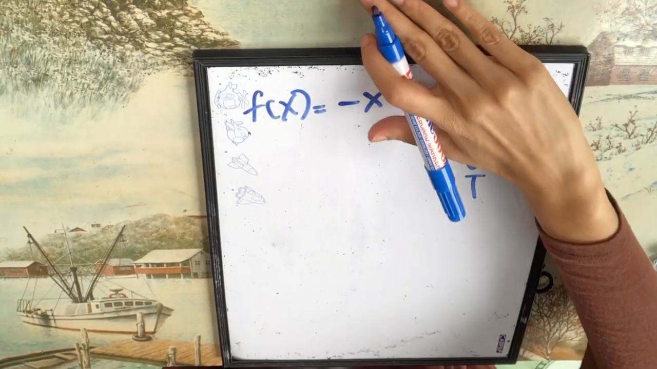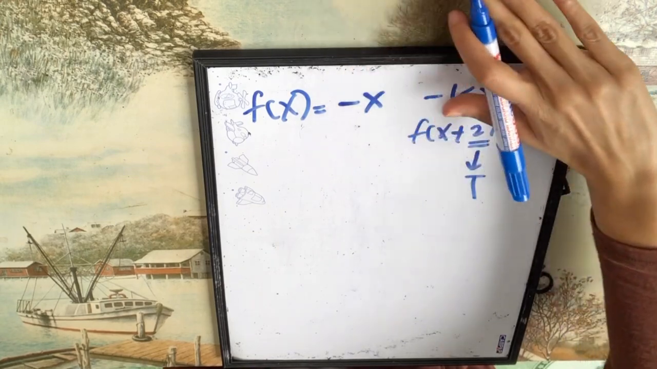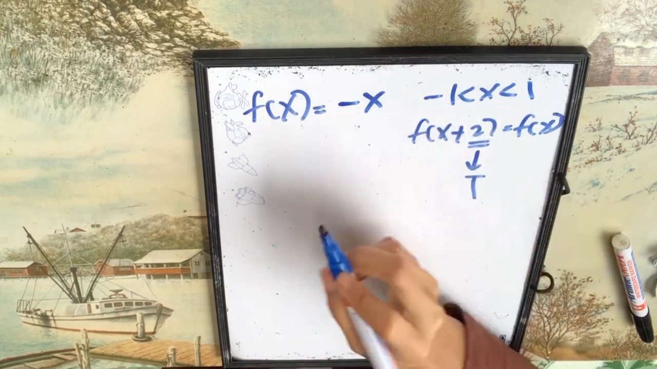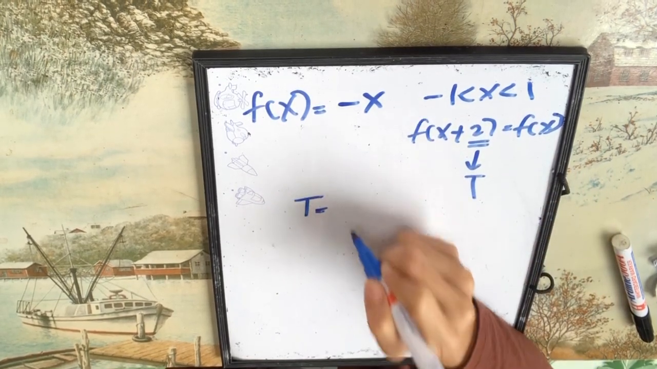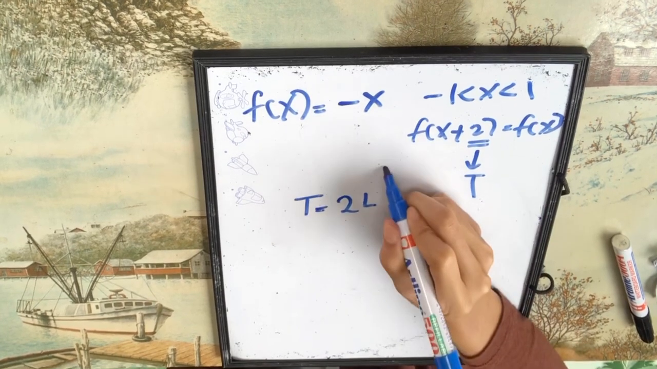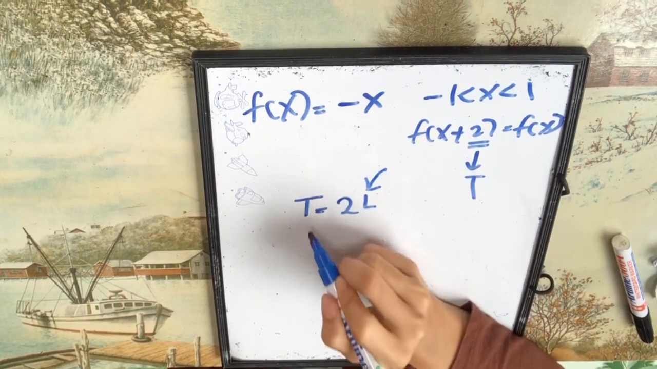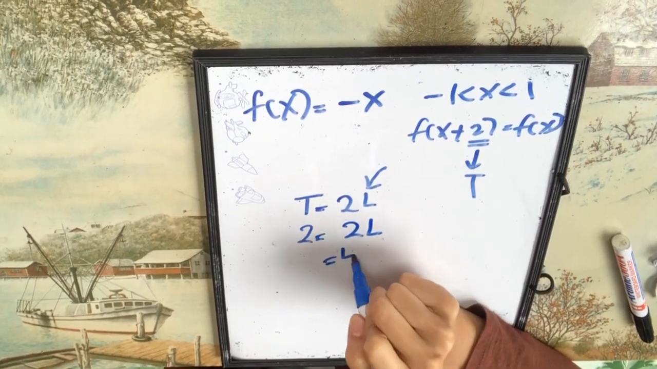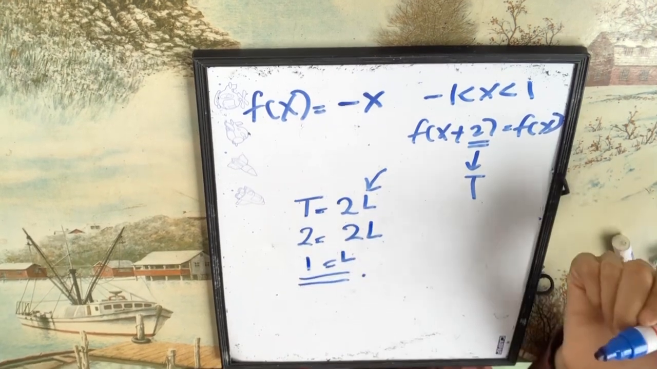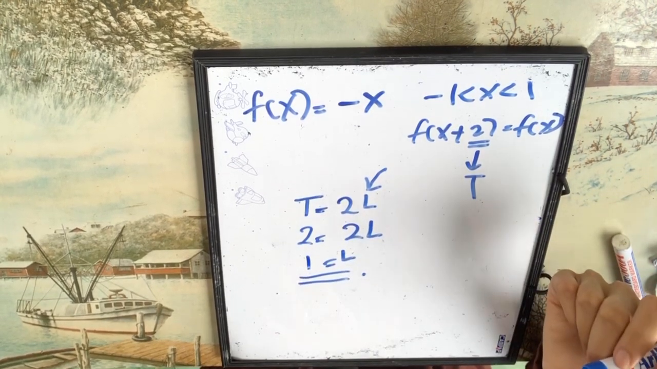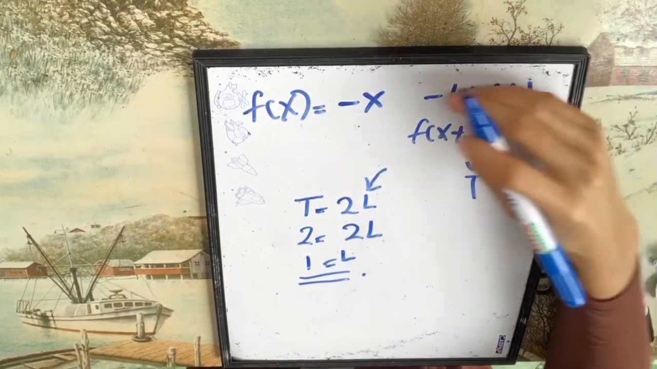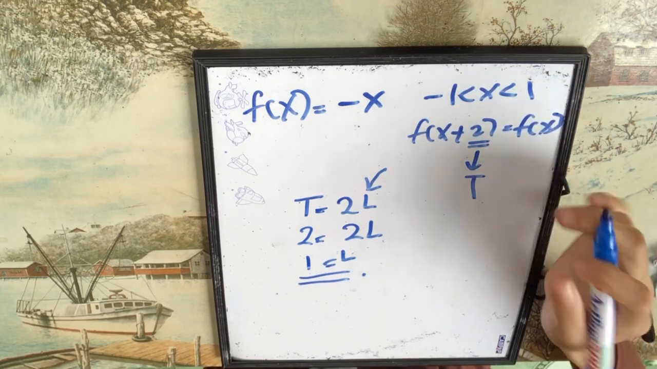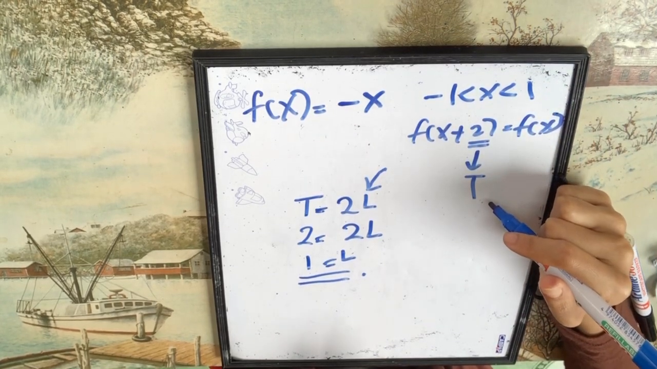Let's say this question didn't give you the interval. So how can you get your L from T? Just now I mentioned T is equal to 2L, right? So how to determine L? T here is 2L. So what is your L here? Your L here is 1. So if the question doesn't give you the interval, you still can get your L based on your T.